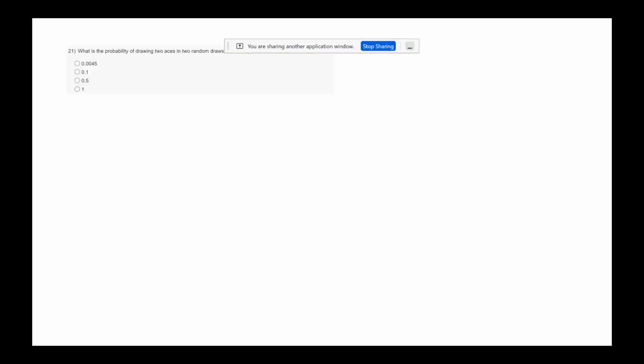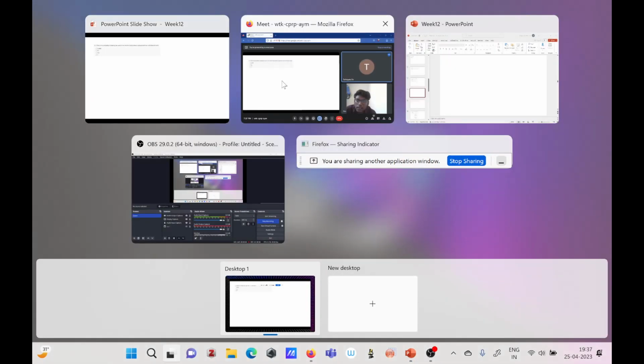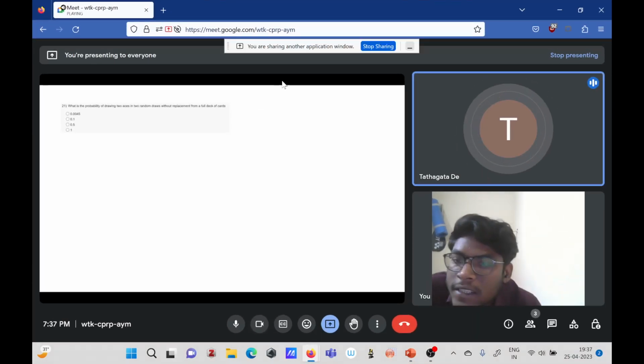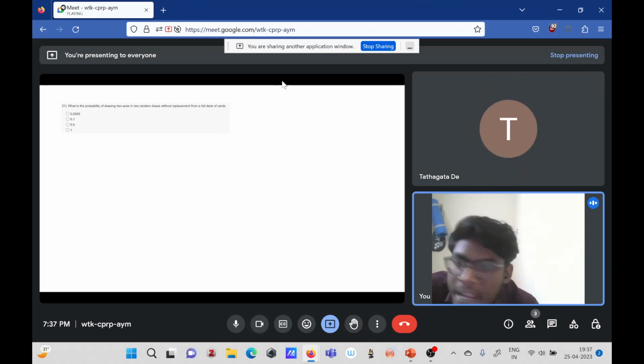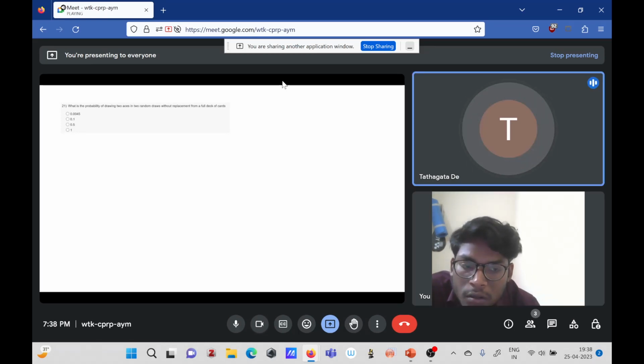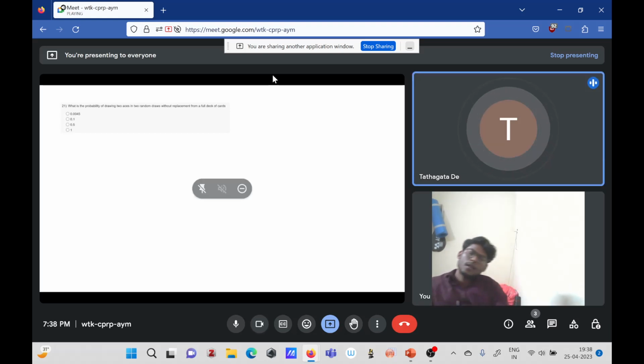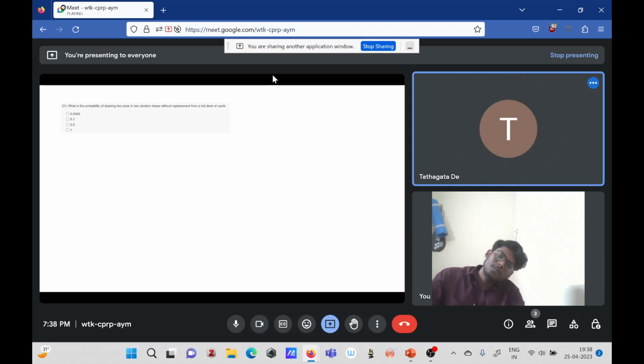Okay. Now this probability thing is coming. I'm a little bit weak in this, but I'll try this. What is the probability of drawing two aces in two random draws without replacement, from a full deck of cards? It's very easy, just solve. Yeah, I'll do it. Two random draws.